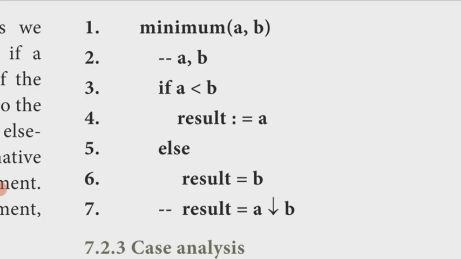First, we take the inputs a and b. If a is less than b, that is, a value is less than b, then a is the smaller number. Else result equal to b, that is, otherwise b is the smaller number. So here you check the condition. If it is true it will execute one part, if it is false it will execute another part. This is called an alternative statement.